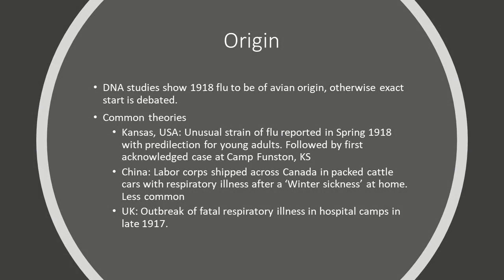The most common theory is that this emerged in Kansas, within the United States. An unusual strain of flu was reported in spring 1918, so just before this pandemic started hitting, with a predilection for fatalities in young adults. This was followed by the first acknowledged case of flu linked to this pandemic at Camp Funston, an Army camp in Kansas.